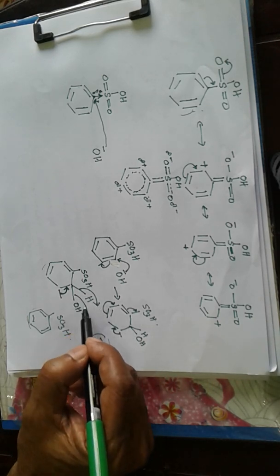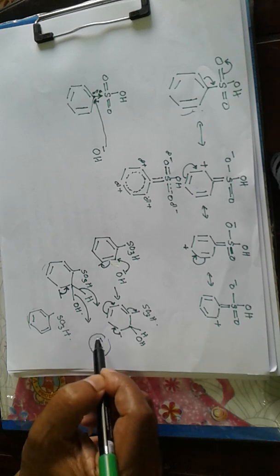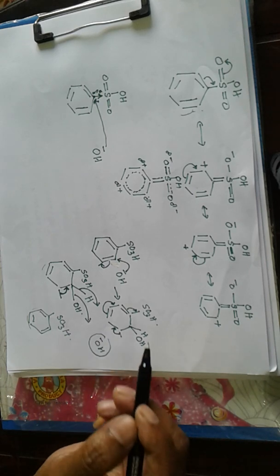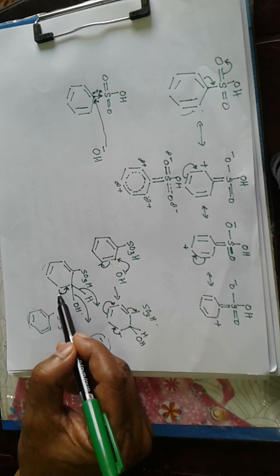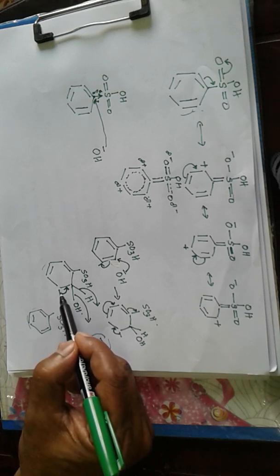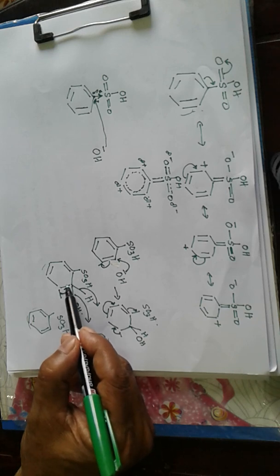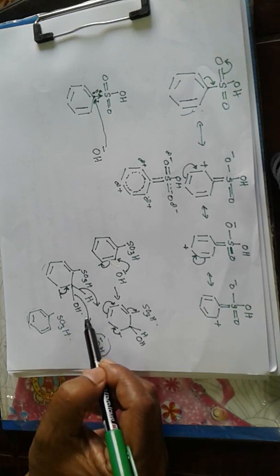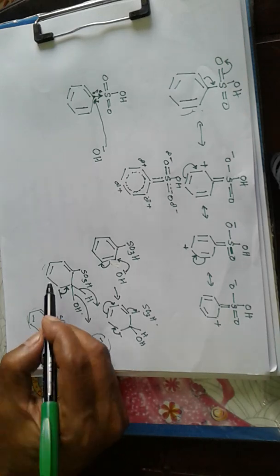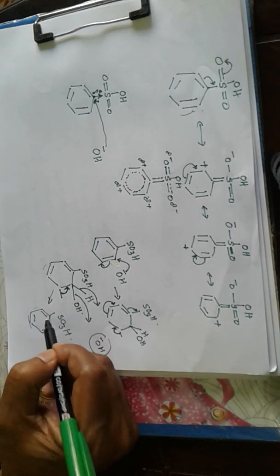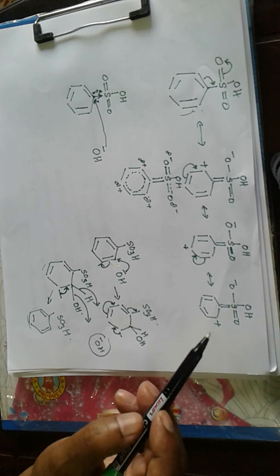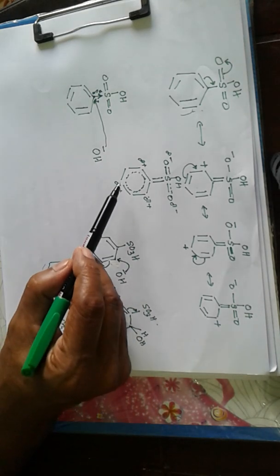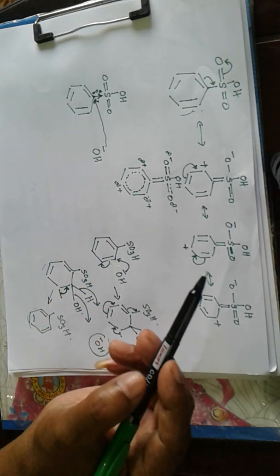But OH negative can be removed easily because it is stable as a free entity. So what happens is that when this pair of electrons denoted by this negative charge shifts in between these two carbons to form a bond, the OH is removed as OH negative and we get the sulfonic acid back. Now the same is the situation when the para point is attacked by OH negative.